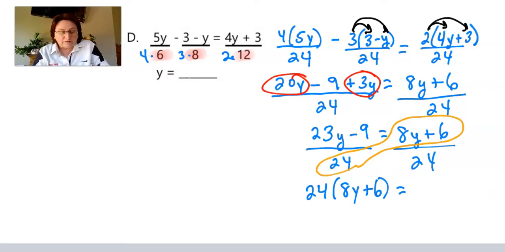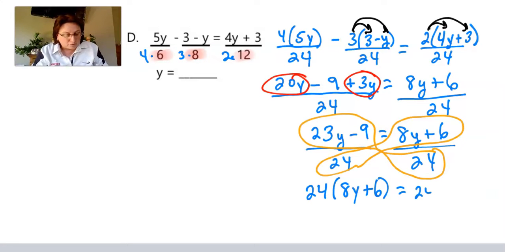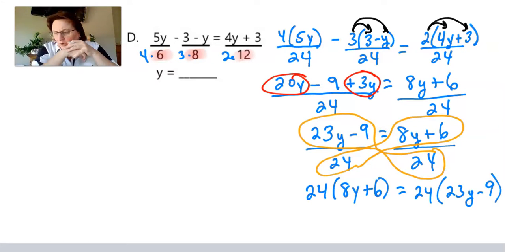Okay, equals, and then over here, I'm going to be taking 24 times that whole thing, right? So 24 times (23y - 9). Okay, now I think from here, you guys can probably solve it on out. I want you guys to go ahead and work it out, and I want you to tell me, what do you guys get for the value of y?